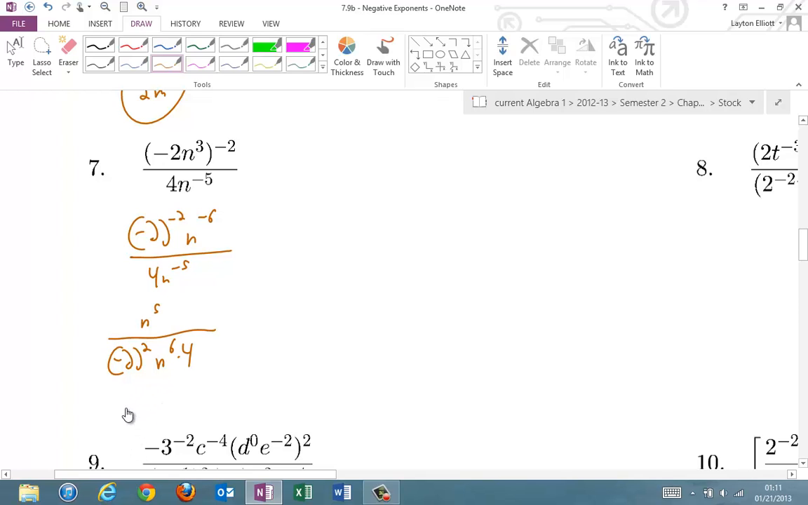So now we have negative 2 squared is 4. 4 times 4 is 16. So 16 on the bottom, with an n on the bottom, and then we leave a 1 on top as a place marker. Okay.